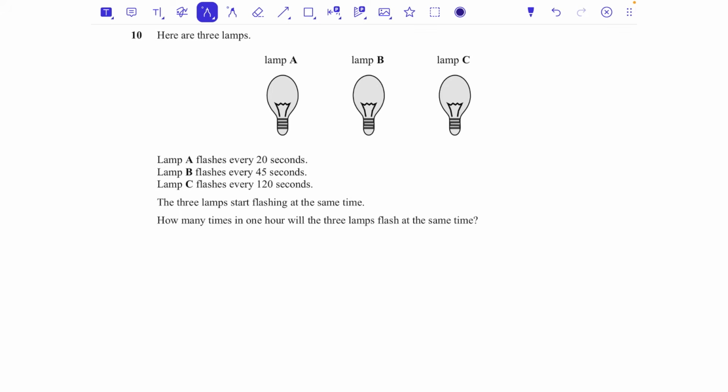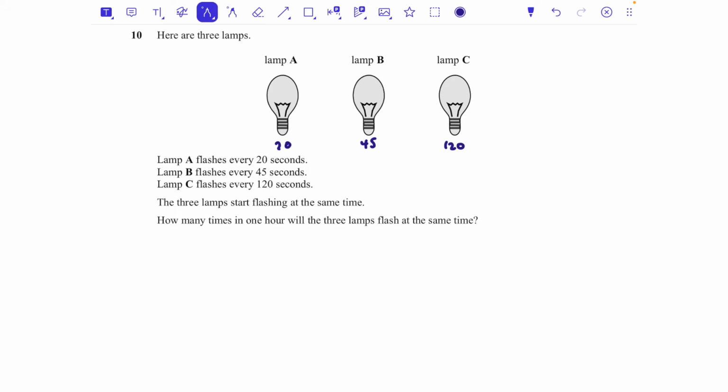Here are 3 lamps, lamp A, lamp B, and lamp C. Lamp A flashes every 20 seconds. Lamp B flashes every 45 seconds, and lamp C flashes every 120 seconds. The 3 lamps start flashing at the same time. How many times in 1 hour will the 3 lamps flash at the same time?